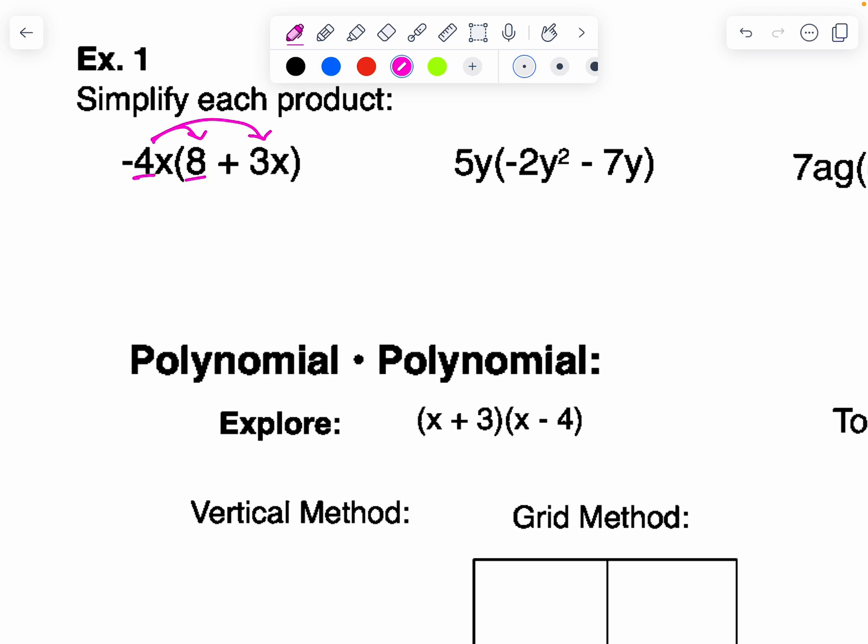So whenever I distribute with variables, I multiply the numbers. So -4 times 8 is -32. Okay, and then I just add the x on. On the next one, -4 times 3 is -12. And I have 1x and 2 x's, so I have an x squared. Next one, 5 times -2 is -10. 1y, 2 y's makes y cubed. 5 times -7 makes -35. And I have 1y and 1y, so I have 2 y's, y squared.